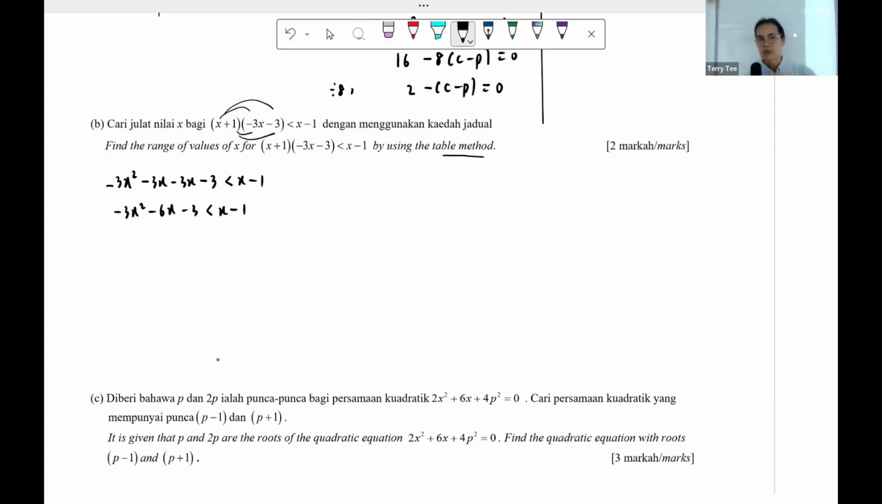So you either throw everything to the left or throw everything to the right. Now, I know a lot of people find throwing to the right a bit complicated, a bit confusing. So now I throw to the left first. Minus 3x squared minus 7x minus 2 less than 0.